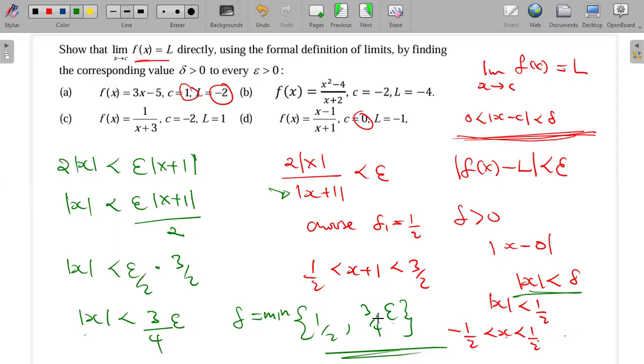Right. So this is how you'd solve these questions using the formal proof of the limits. Unless there's any question from anybody else, but this is what we do.